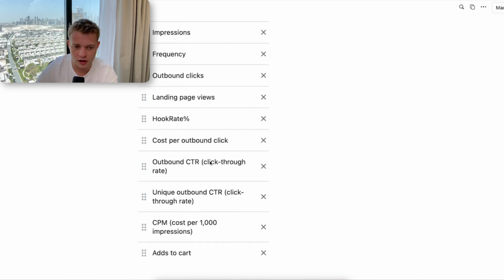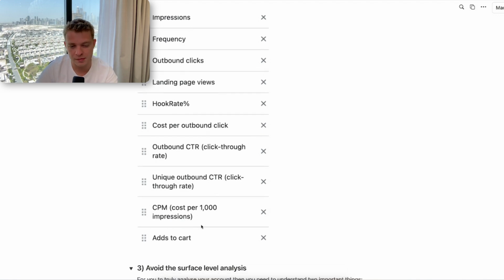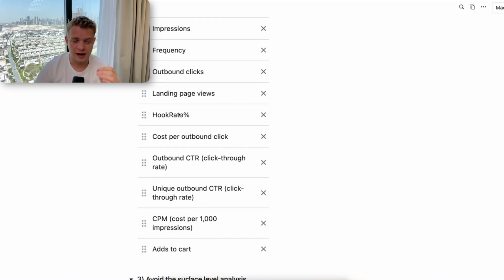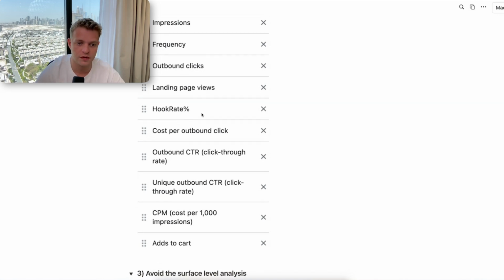Then there are a few other secondary metrics that we monitor, like outbound CTR, unique outbound CTR, so how many unique people click on your ads and what is the percentage of the click-through rate here, the CPM, and the cost per add to cart. And lastly, for video analyzing, hook rate in percentage. It's very, very important to analyze how good of a job your videos do at thumb-stopping people. So catching people's attention in the first 3 seconds of the video is something that hook rate will reveal to you.